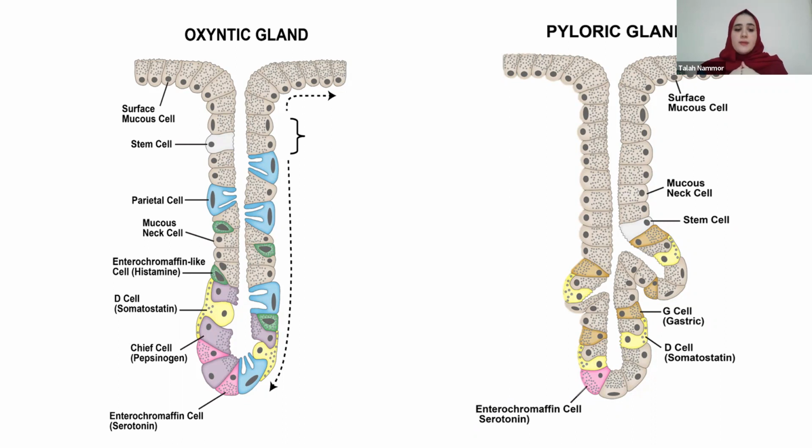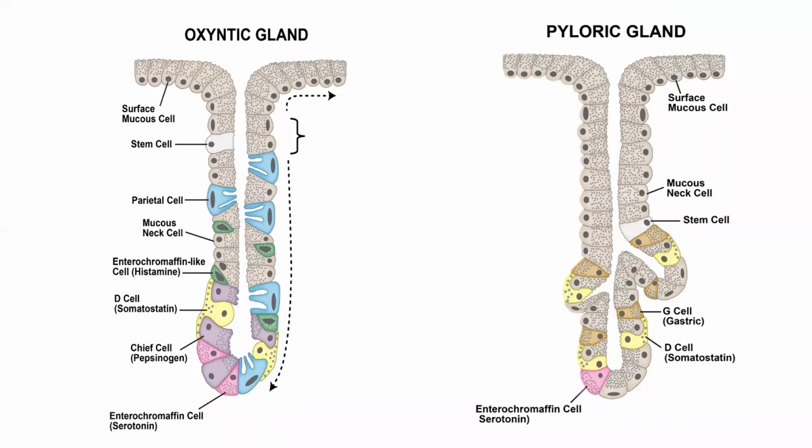Last but not least, we have the enterochromaffin cells. Enterochromaffin cells are just like the D cells. They're found in both the oxyntic gland and the pyloric gland, so they're not specific to the oxyntic gland. They release serotonin. Serotonin is basically a hormone that activates our enteric nervous system, and it brings about the secretion of many of those hormones that we already have. I'm going to go over this in the next slide. Is this clear?